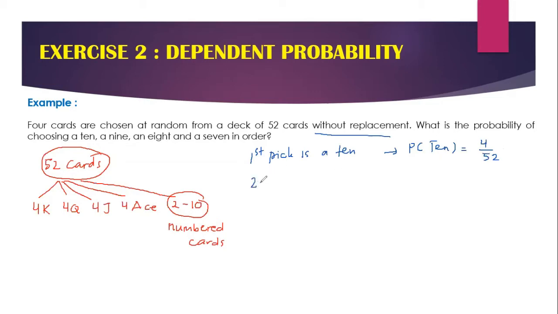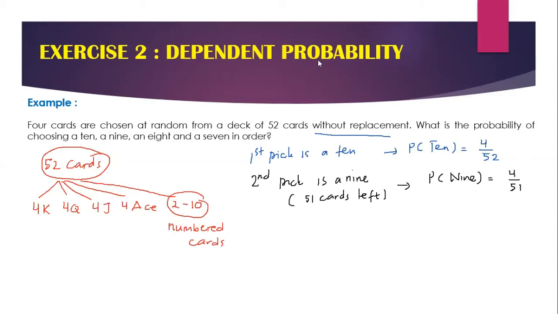Now is the second pick. For the second pick, it is a 9. As you know, now we have 51 cards left. So the probability of a 9 is 4 over 51.